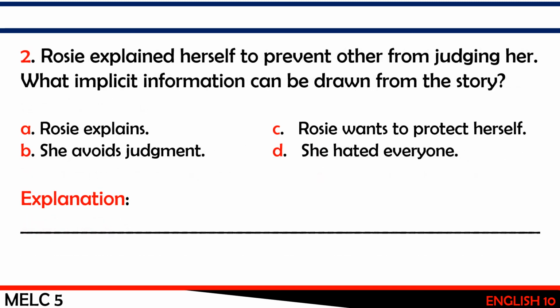Let's have item number 2. Rosie explained herself to prevent others from judging her. What implicit information can be drawn from the story? A. Rosie explains. B. She avoids judgment. C. Rosie wants to protect herself. Or D. She hated everyone. So what is the implicit information can be drawn here? Of course, the correct answer is letter C. Rosie wants to protect herself.